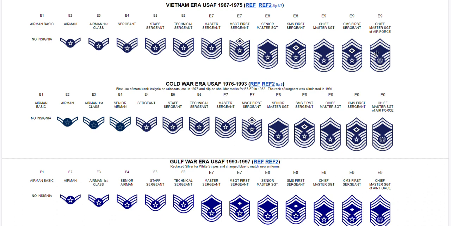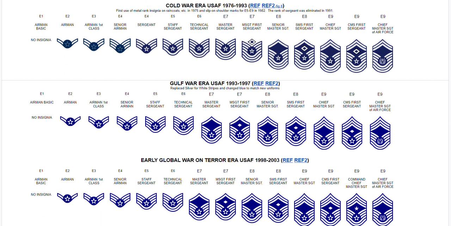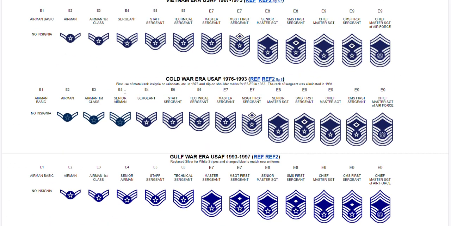And then in 1976, they decided to white out, or blue out, I guess, the lowest 3 ranking insignia. And they changed the titles here too. So airmen stayed the same, but you can see they blued out the center of the Air Force star and ball logo. And then same thing with Airman First Class, that stayed the same, but Sergeant became Senior Airman.